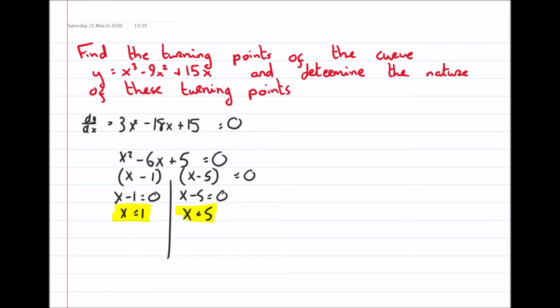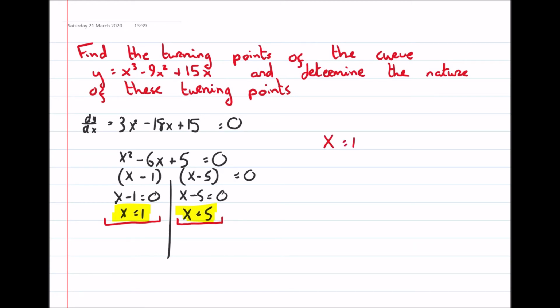I want to determine the nature of these turning points. Now remember, I just have the x values. Okay, I don't have the points yet. So here, sure, why not? Let's get the points first, right? I have the values x equals 1 and x equals 5. So I'm going to put x equals 1 into the function to get the y value.